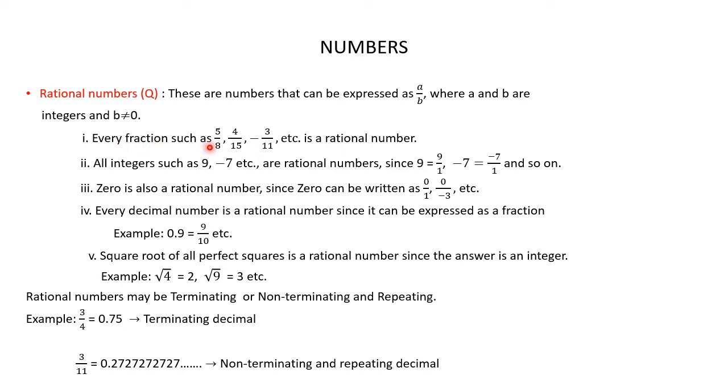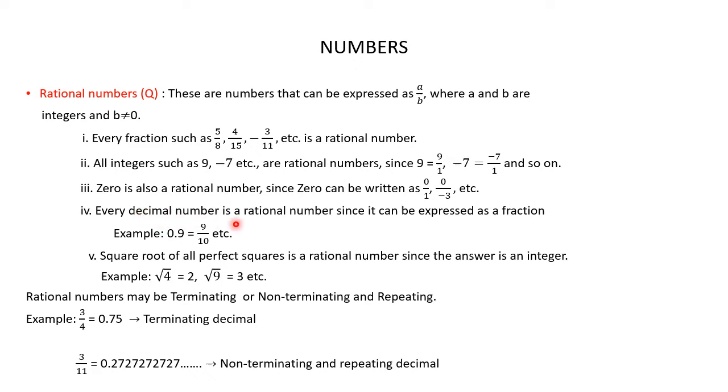Every fraction such as 5 upon 8, 4 upon 15, minus 3 upon 11, etc. is a rational number. All integers such as 9, minus 7, etc. are rational numbers since 9 can be written as 9 upon 1, minus 7 can be written as minus 7 upon 1, and so on. 0 is also a rational number because 0 can be written as 0 upon 1, 0 upon minus 3, etc.